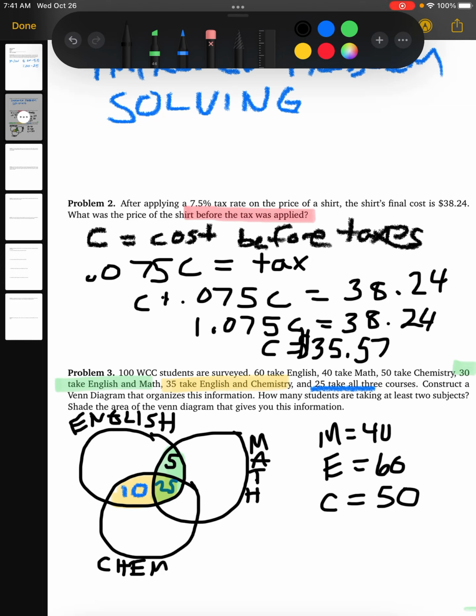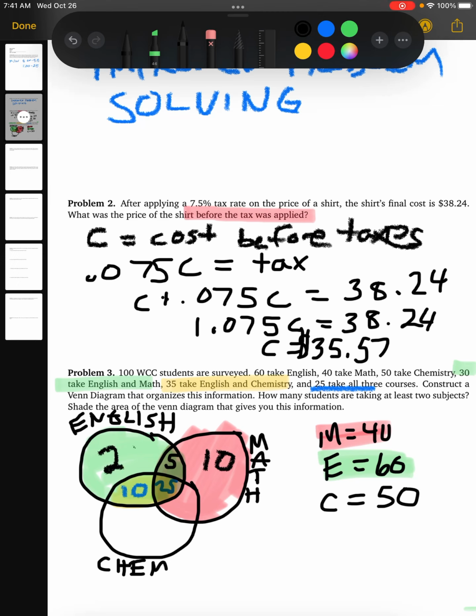For English, I have 60 people total. And so this is my English bubble. So I have 10 plus 25 plus 5 people currently in the English bubble. So that gives me 40. So I know that outside of that region, I'm going to have 20. And that gives me my total English bubble. And in chemistry, I know that I have 50 people who take chemistry. So already in my chemistry bubble, I have 35 people. So that's going to give me a total of 15 people for chemistry.